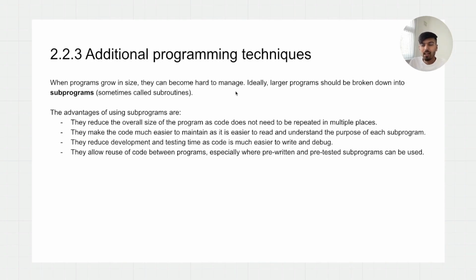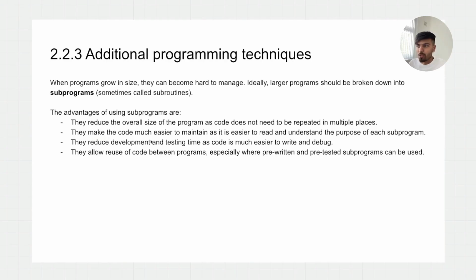That's what functions and procedures do. Those are examples of subprograms. The advantages of using subprograms are they reduce the overall size of the program so that code doesn't need to be repeated in multiple places. So if you have a function to calculate the sum, we can just use that sum calculation everywhere else instead of copying the lines of code. We'll see an example shortly.